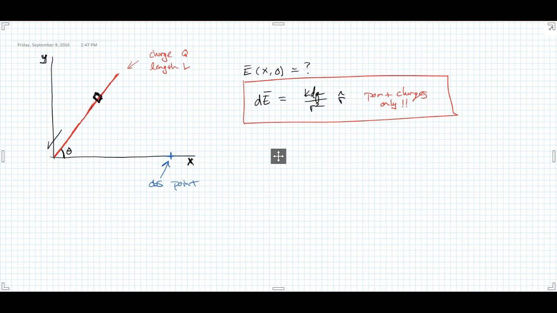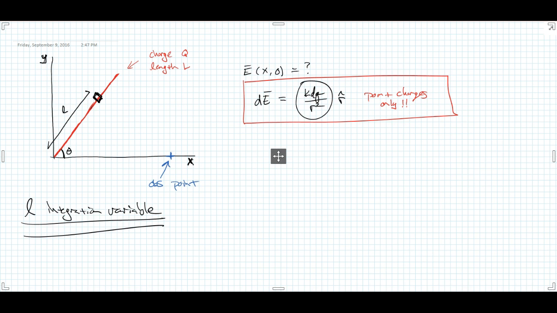I'm going to use the distance from the end of the line charge. The bottom left end of that line charge is at the origin, and any piece of charge on that line can be identified by its distance from the origin. So that's what I'm going to use. L is going to be my integration variable. That means everything that appears in this Coulomb's law type of equation has to be written in terms of L if it depends on L.